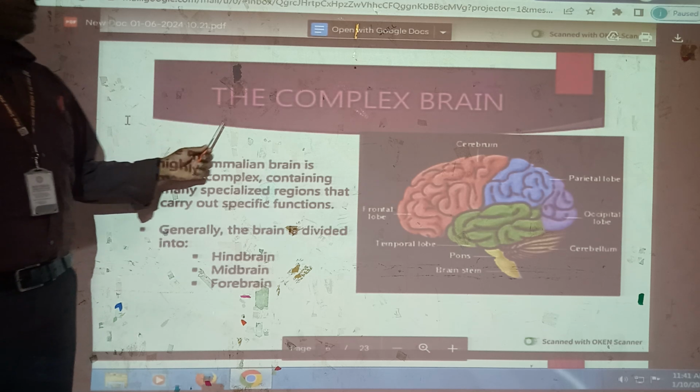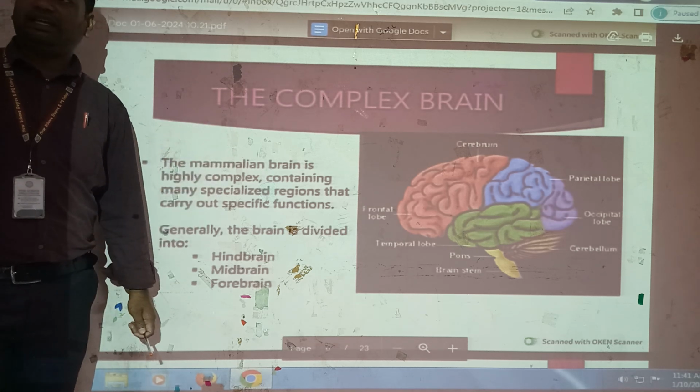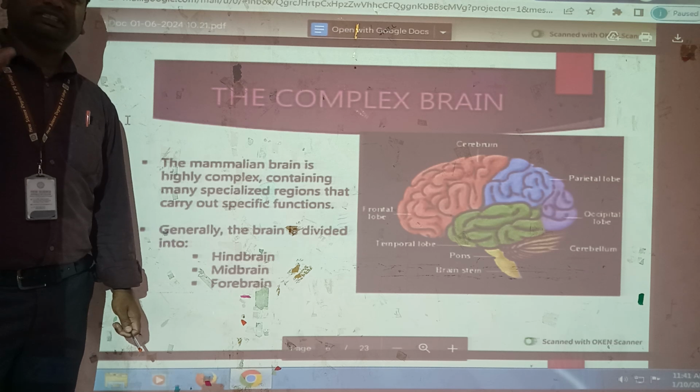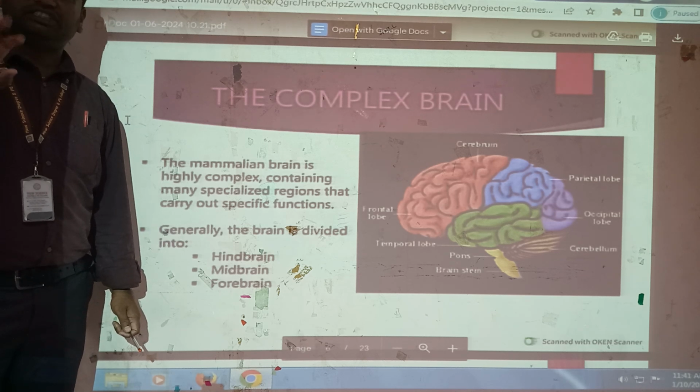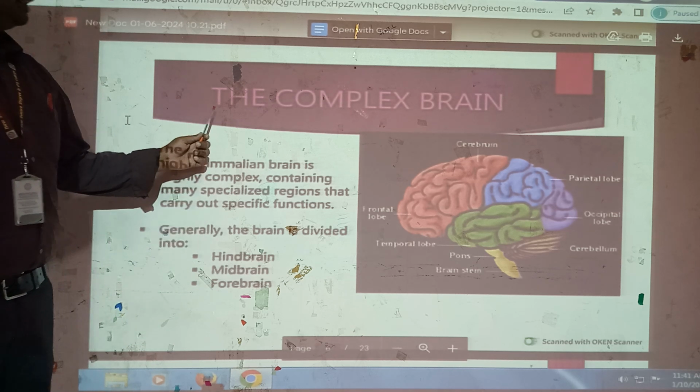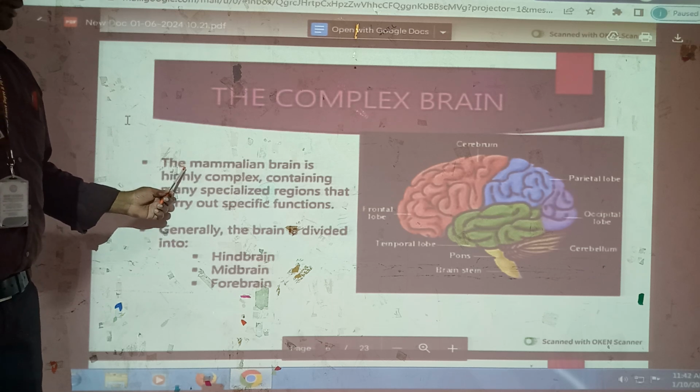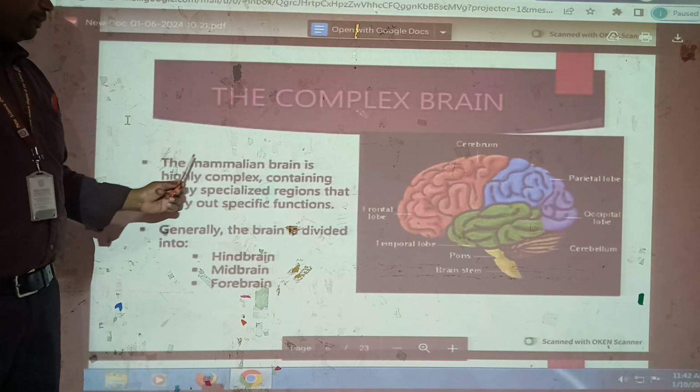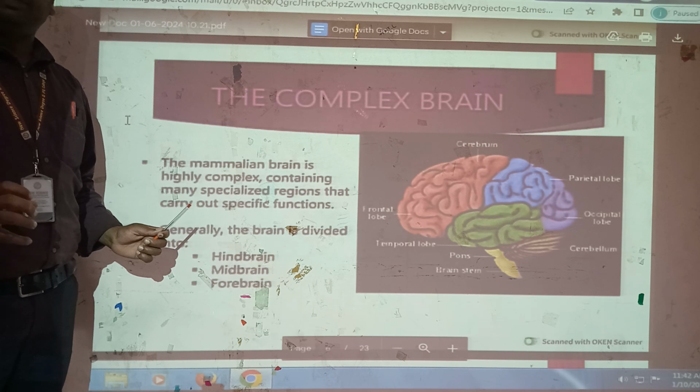This is the complex brain. The human nervous system has three parts: the central nervous system, the peripheral nervous system, and the autonomic nervous system. The central nervous system has mainly two parts, the prime part being the brain and the spinal cord. The brain is the most important organ, and the study of the brain is called phrenology.